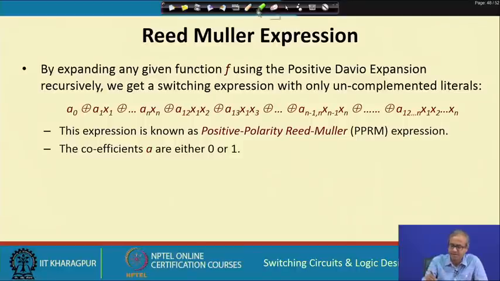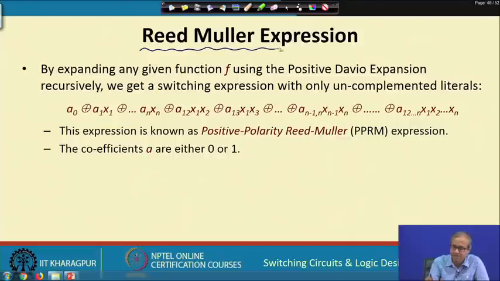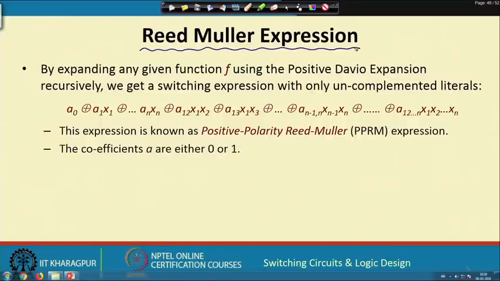Fine. Now, let us come to something called Reed-Muller expansion. Reed-Muller expansion is a classic way of implementing a switching expression using AND and XOR gates. This was proposed long back. There are many applications of Reed-Muller expansion and people have been using it since many years, many decades.